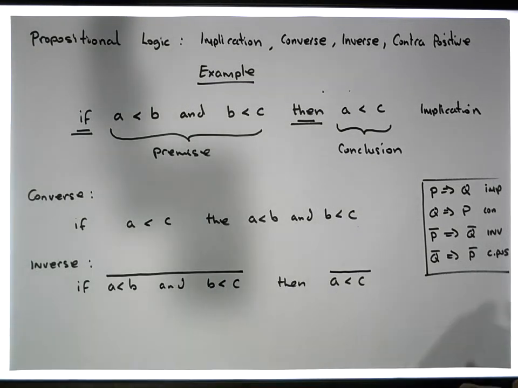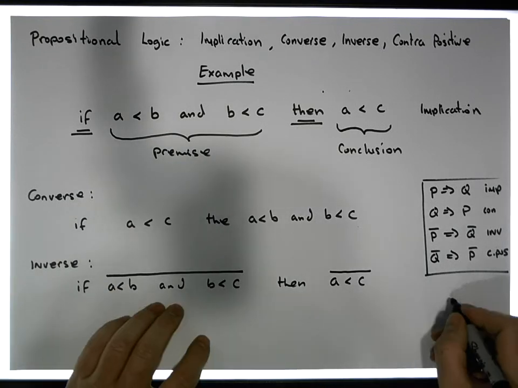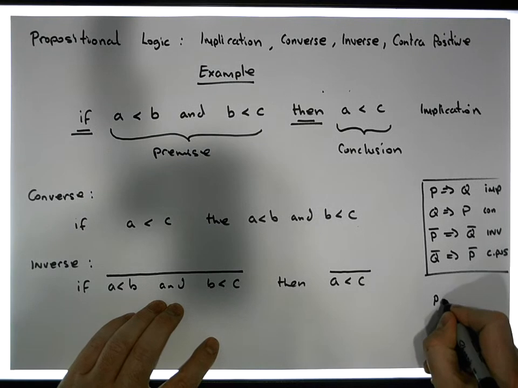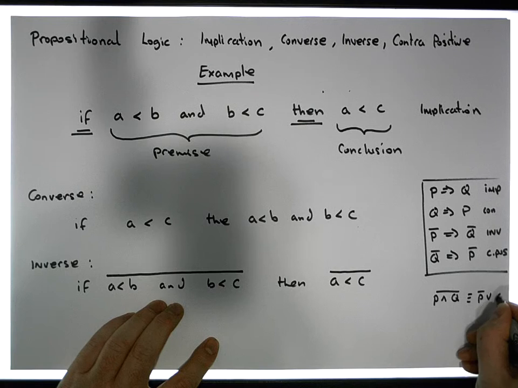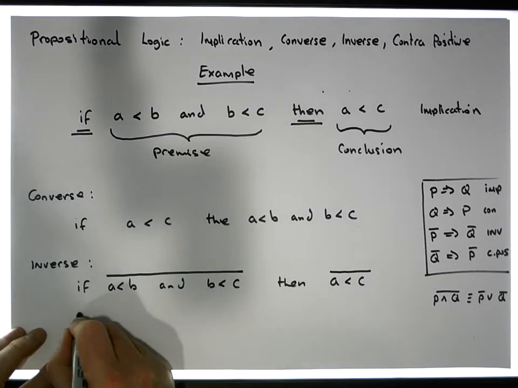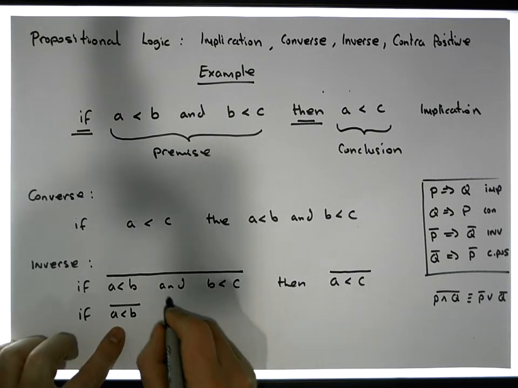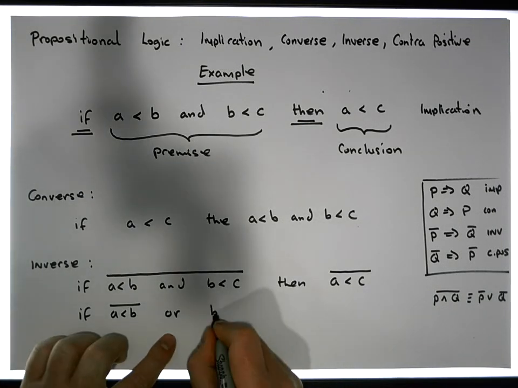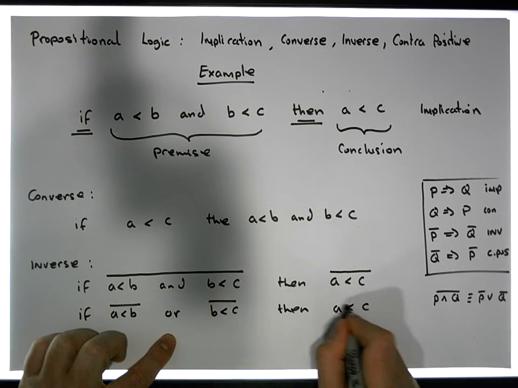And negate the conclusion. That makes sense. Now, what's important here, and we've seen this earlier on in relation to propositional logic, we defined what's known as De Morgan's law. De Morgan's law says that P ANDed with Q, all barred, is equivalent to P bar or Q bar. So actually what we can do here is break the bar and flip the ands to ors. So this becomes, if A is less than B is not true, not A is less than B, or B is less than C bar, then we have A is less than C bar.